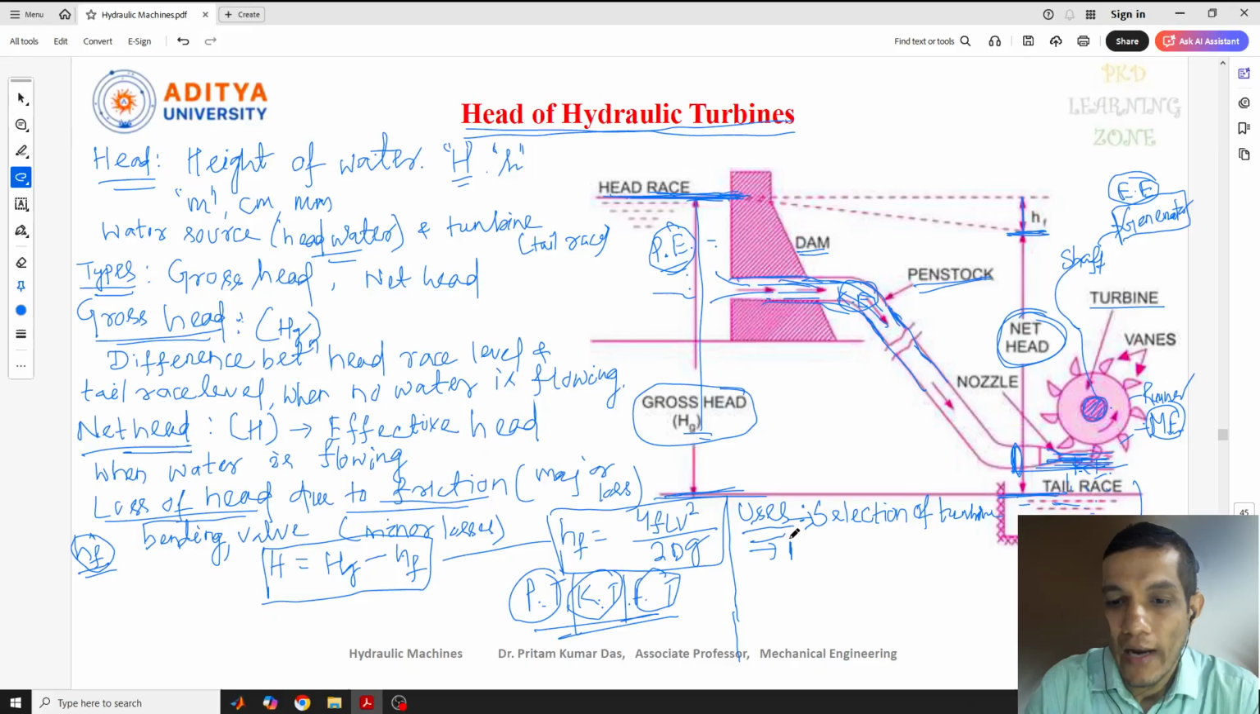Similarly, while calculating the power, we also need to know the head, because P equals rho g Q H. That formula is there, so while calculating this we need to know the head. Similarly, for efficiency optimization: after power calculation, next we go for efficiency optimization or efficiency calculation. By knowing this head and the applications, we can see how to optimize the efficiency. These are the uses.